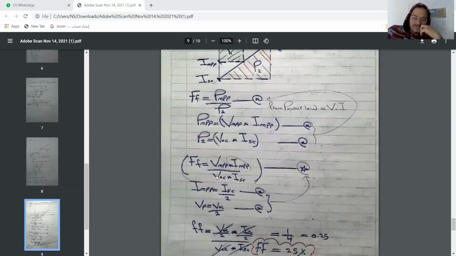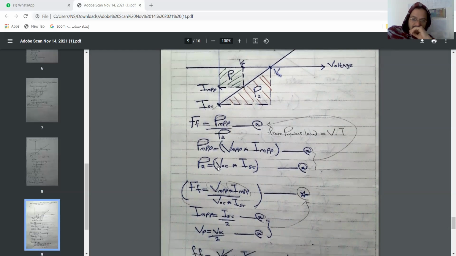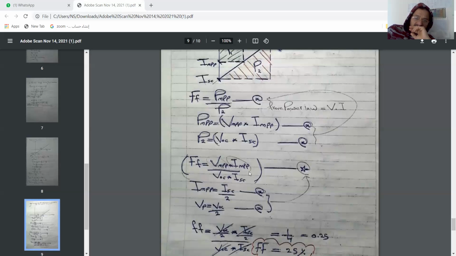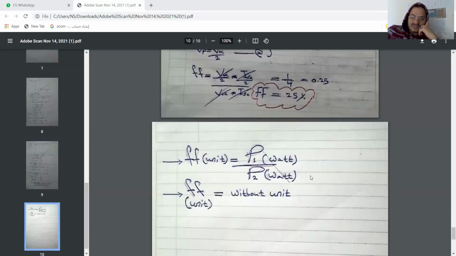Let's divide all of them: V maximum power point dot I maximum power point divided by V open circuit dot current short circuit. Like we know, Impp equals I short circuit divided by 2, and VP or Vmpp equals VOC divided by 2. By that, the final result percentage will equal 2500%, and the fill factor doesn't have any unit because the watt will cancel with the watt when I divide all of them.